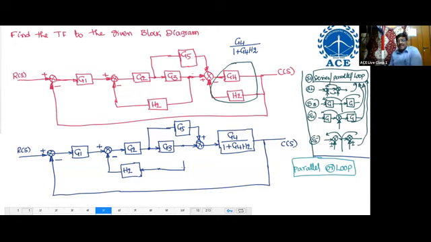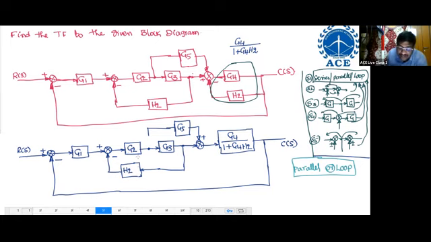Tell G3 and G5 is parallel. Or I can make G2, G3, H2 a loop. If I remove this, what happened? Then G2, G3 are in series and H2 is a loop. So you should have an idea, or you should think about which blocks I can make parallel, which blocks I can make a loop. Just think about it, and automatically you will get the answer.